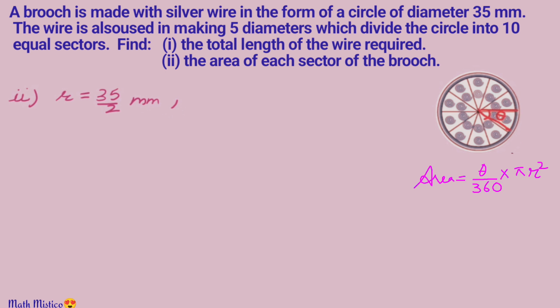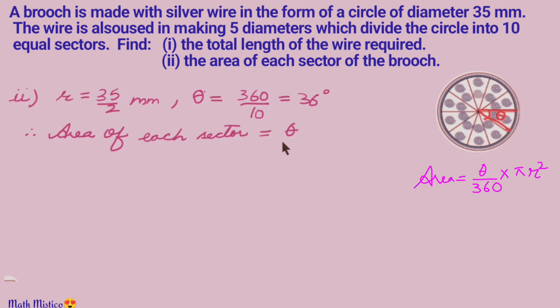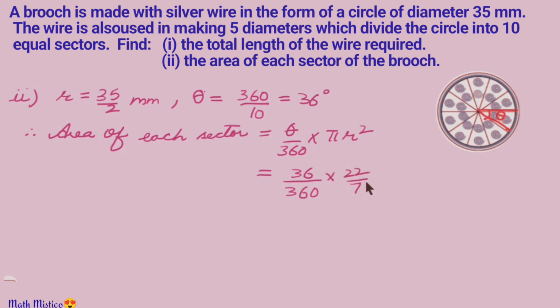Now let us find out the angle theta. As there are 10 sectors, theta will be equal to 360 upon 10, that is 36 degrees. Area of each sector will be theta upon 360 into pi r square, that is 36 upon 360 into 22/7 into 35 by 2 into 35 by 2.